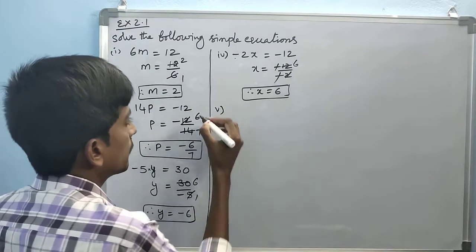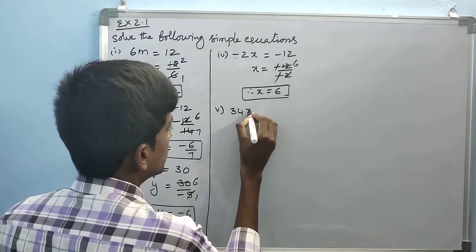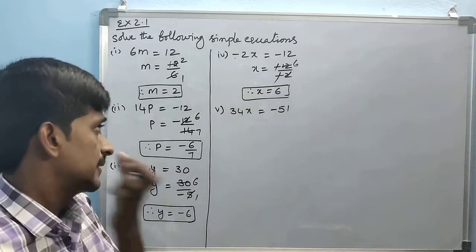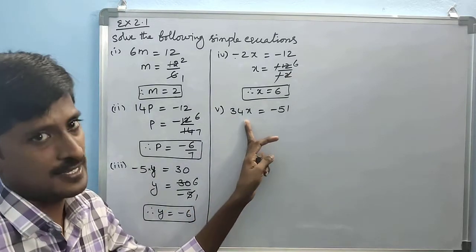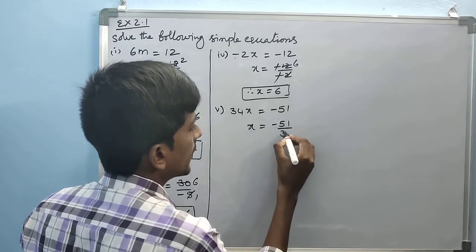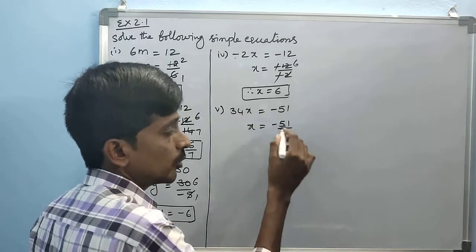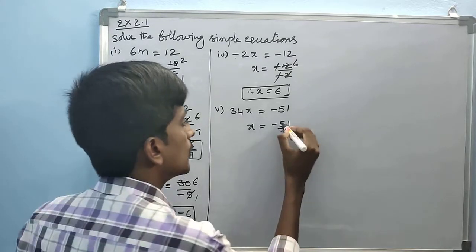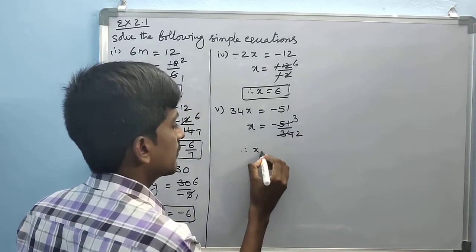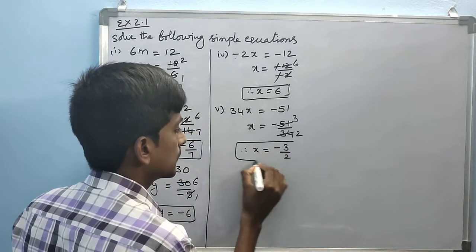Next, what about the fifth one? 34x equals minus 51. Here 34 is multiplied with x. So x equals minus 51 by 34. These two numbers are divisible only by the 17 table. So 17 3 times is 51, 17 2 times is 34. Therefore x equals minus 3 by 2.